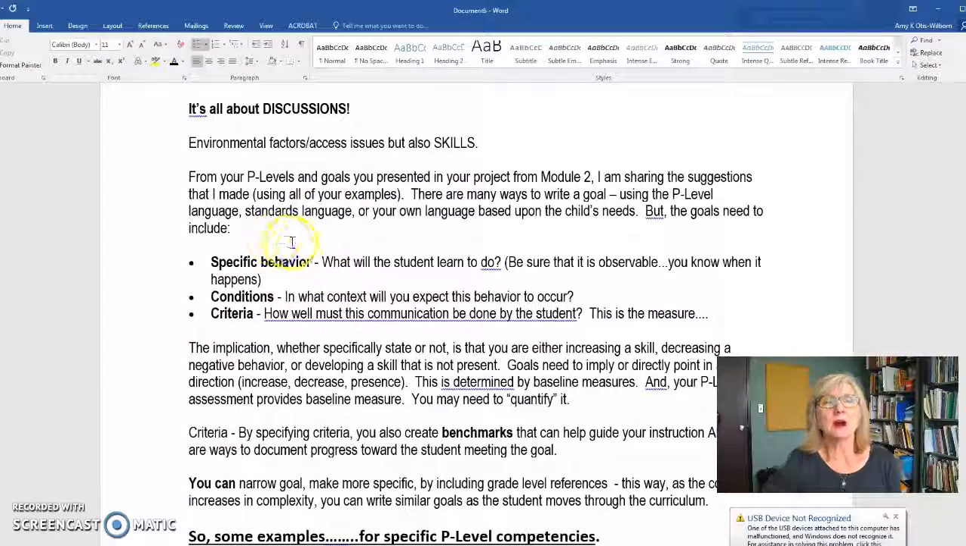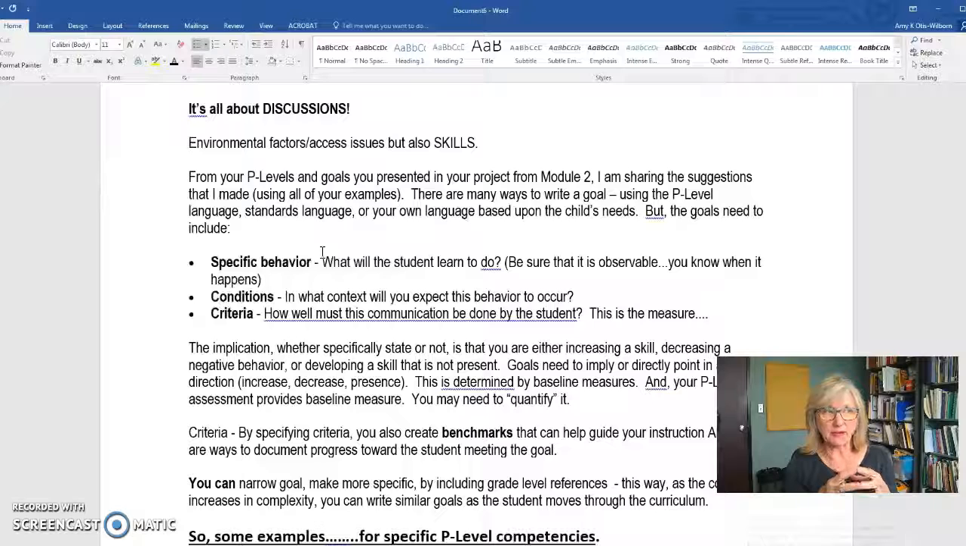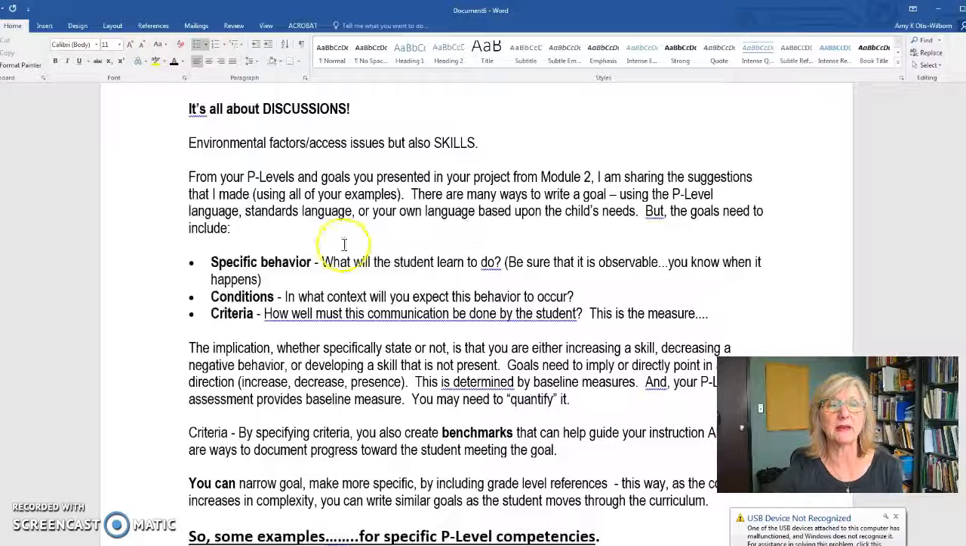So, from your P-level goals, I'm going to share some suggestions that I made. I used your P-level goals, the ones that I rewrote, and provided some suggestions. They're all kind of here so you can see everybody's. I want to remind you that when you're writing a goal, you need a specific behavior. You need where, in what context, or the conditions will this need to occur. And then criteria. Criteria are going to be critical when you're talking about conversational skills.